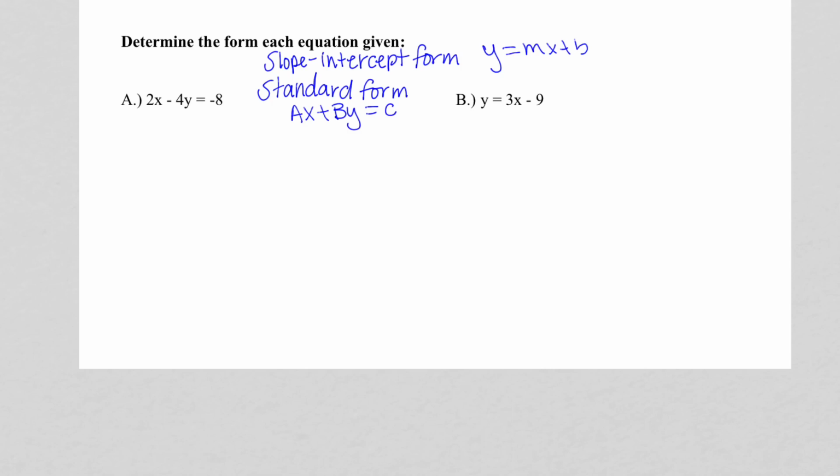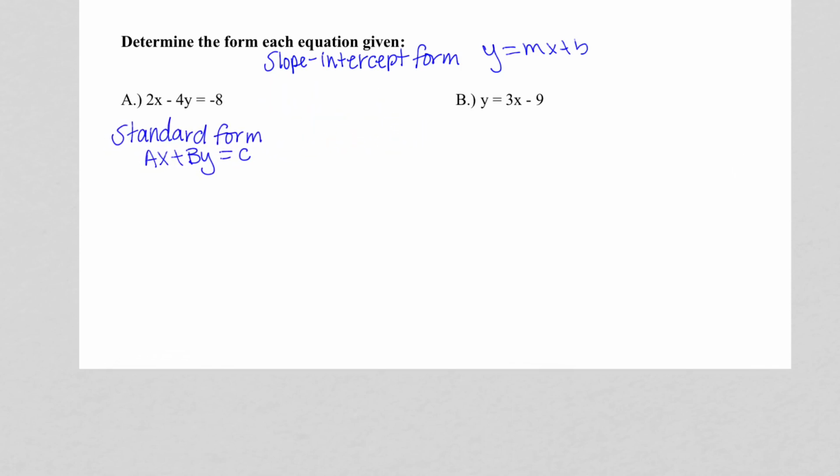Let's see here. So I'm going to move this over here. So the 2 would be our A, the negative 4 would be our B, and the negative 8 would be our C. So even though this has a plus sign right here, your B can change that. So now let's look at B. We have y equals 3x minus 9. That looks a lot like slope-intercept form to me.